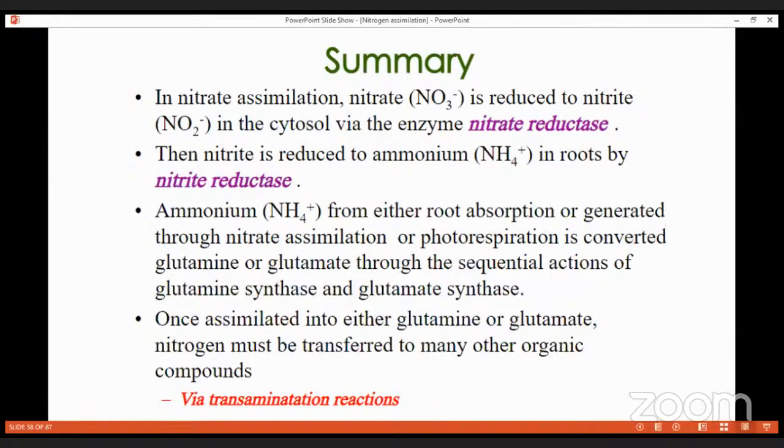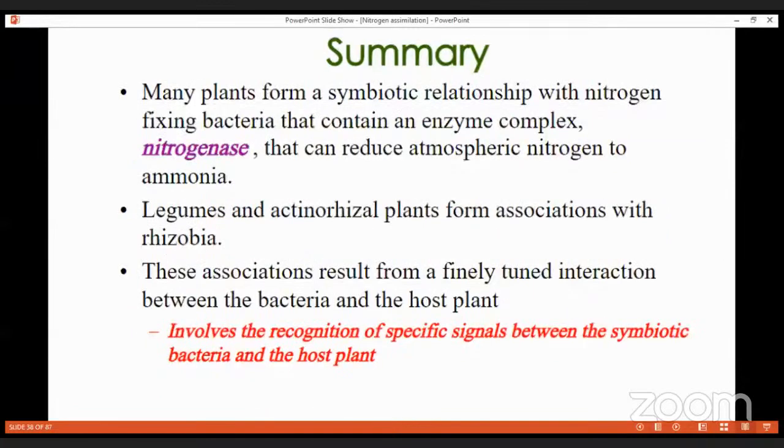Then glutamine synthetase, as we discussed, regulates the other enzyme, glutamate synthase. Then it enters into the different amino acids by transamination. How is transamination happening? By the transaminase enzymes. The basic enzyme is aspartate aminotransferase. Okay, then biological nitrogen fixation.